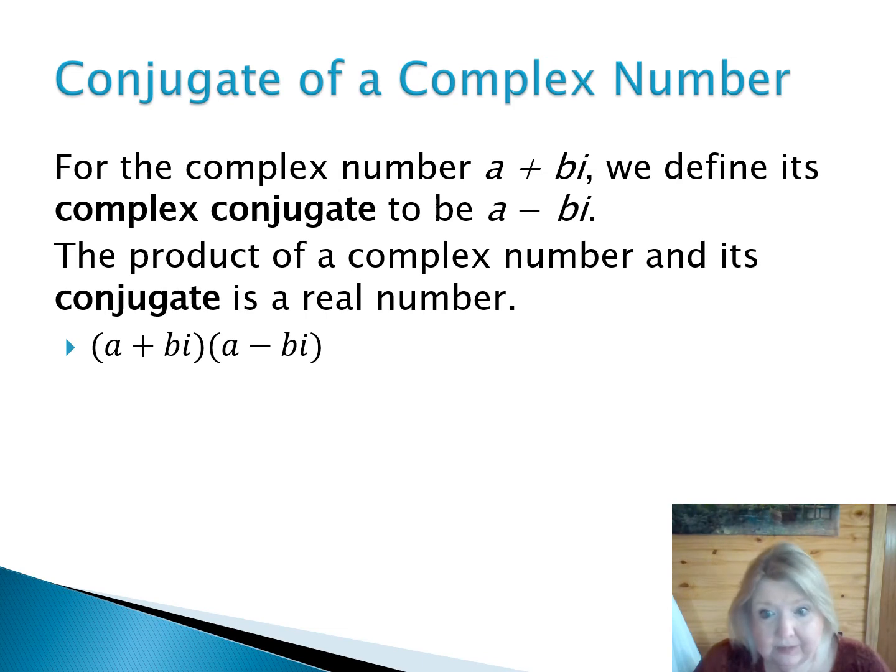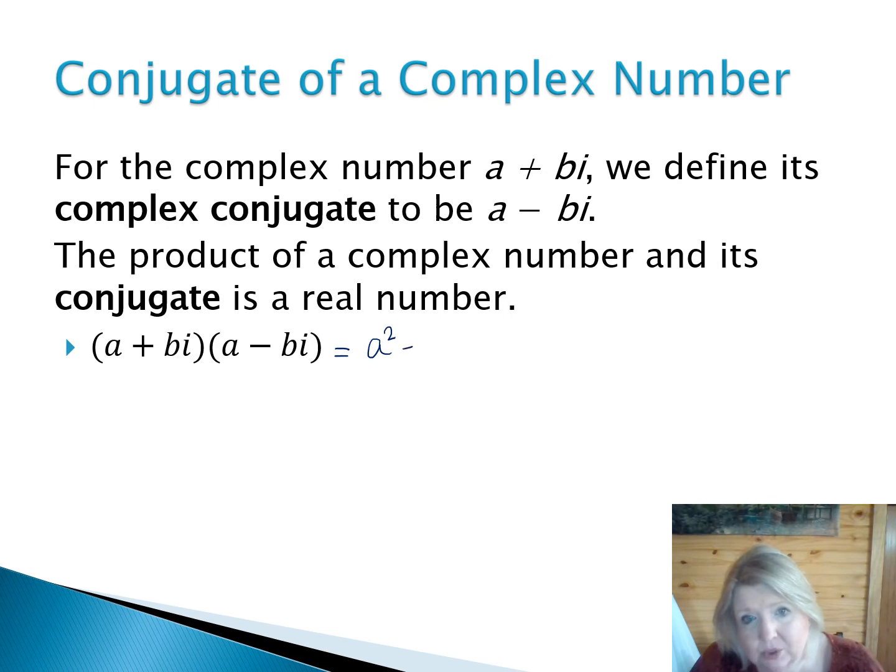Before we attempt division, we need to be sure that we define something else here, and that is a complex conjugate. For the complex number a plus bi, we define its complex conjugate to be a minus bi. The conjugate is the same as the conjugate with radicals. It's just this time we're dealing with imaginary parts. So the product of a complex number and its conjugate is a real number because conjugate pairs give the difference of squares.